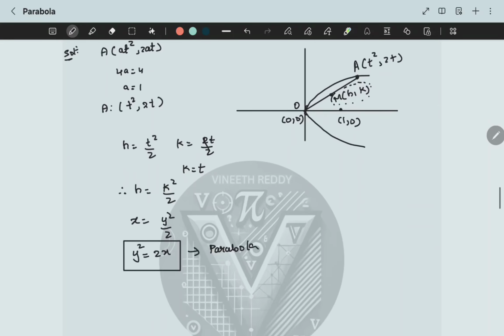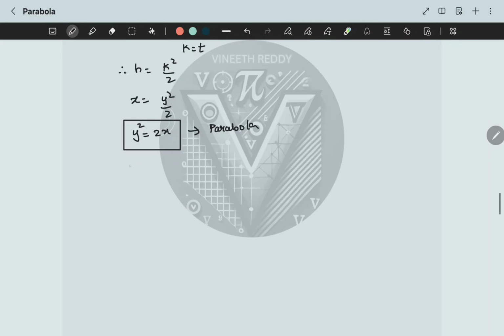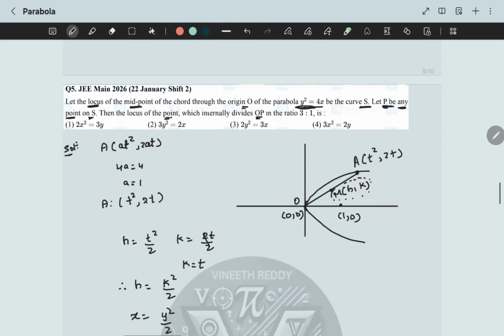Now let P be any point on S. Once again he's telling P be any point on S. That means we will take P as, again, 4a will be equal to 2, or let me take capital A. Now capital A will be 1 by 2. Right, now the point will be (at square, 2at), so let me take it as (a t1 square, 2a t1). So point P has the coordinates (t1 square divided by 2, t1). Now what is he asking here? Then the locus of the point which internally divides OP in the ratio 3:1. So the coordinates of O are (0, 0). Coordinates of P are (t1 square divided by 2, t1). Now we need to find the locus of a point.